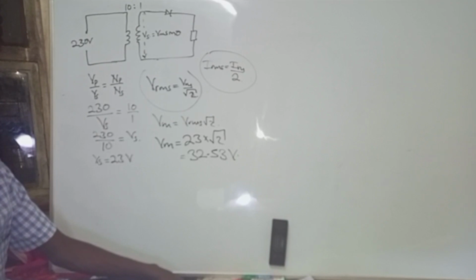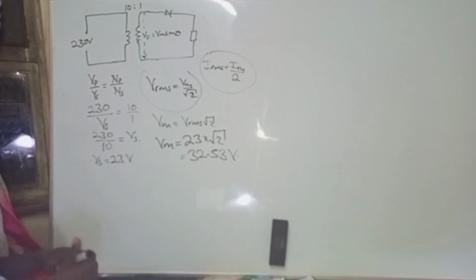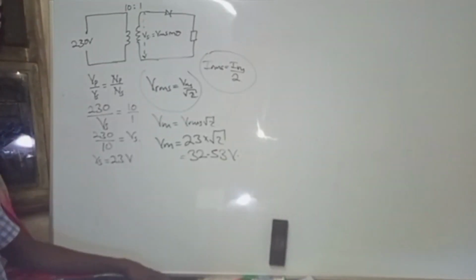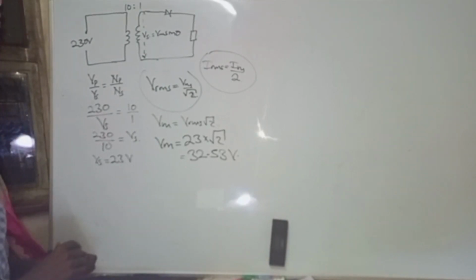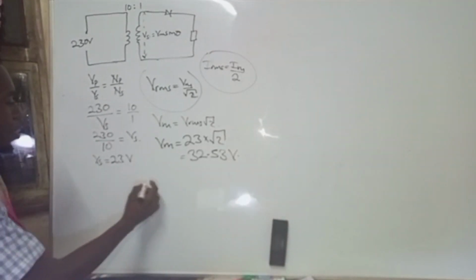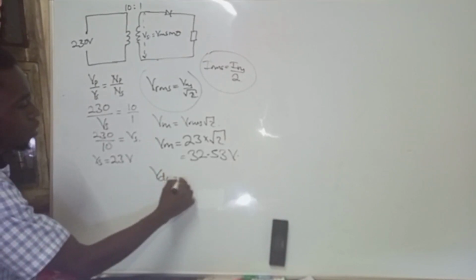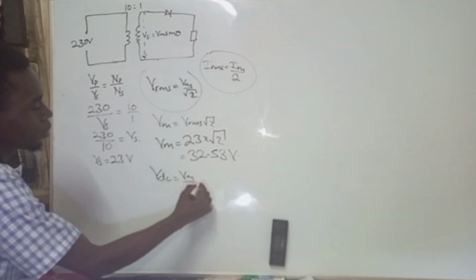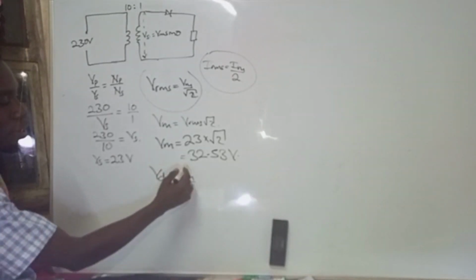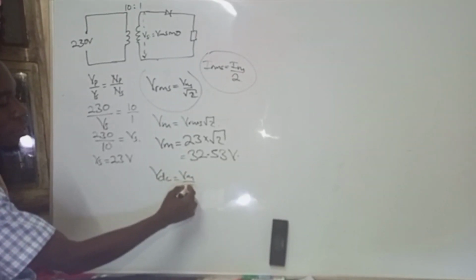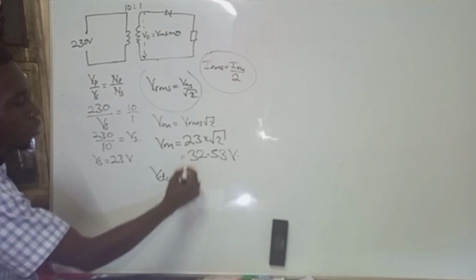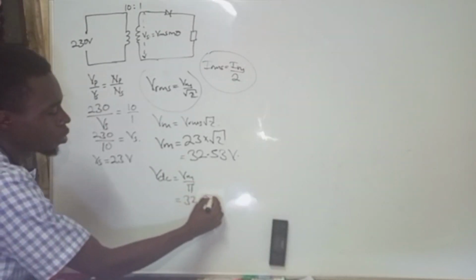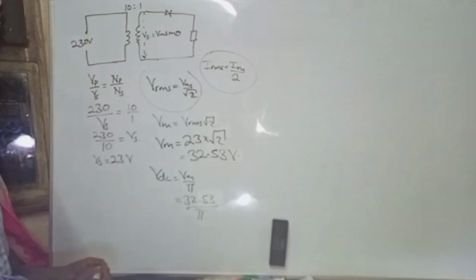Now VDC is simply going to be Vmax divided by pi. Someone can just get it simply by that, because I had told you that to get any DC value, it is the maximum value divided by pi. So I'm not going to follow the formula that is so long, but the output VDC is just going to be Vmax divided by pi, because it is the average value of the voltage in the secondary half, and it is going to be equal to 32.53 divided by pi.